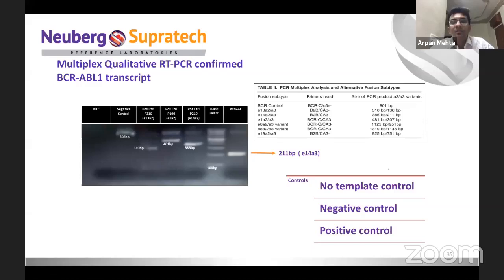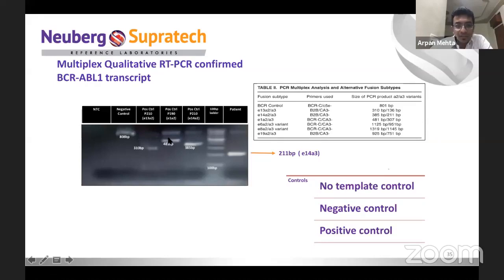So minimum 3 controls need to be used. One is NTC, that we call as no template control, in which we do not add anything. So we ideally should see nothing here. If there is a band, there is a contamination, and the whole process needs to be repeated. This is the negative control, where we see only control band and no positive products.